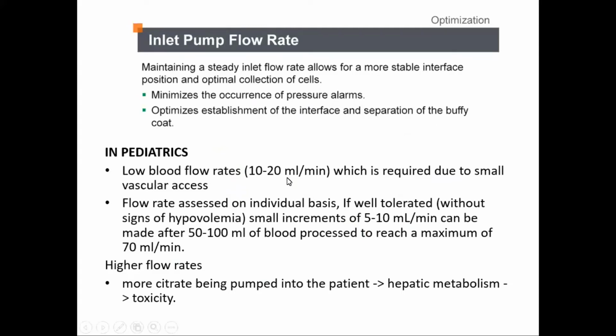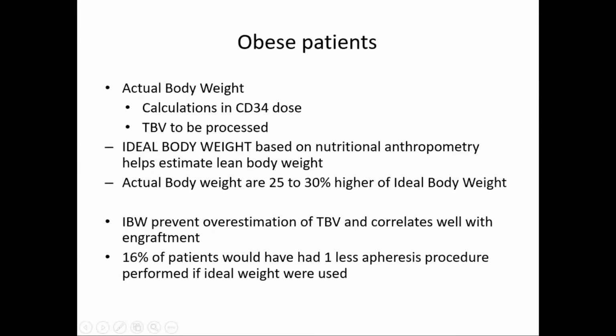In a pediatric setting, we should always prefer low blood flow rates, like 10 to 20 ml per minute, and gradually increase the flow rate by 5 to 10 ml slowly. If you use a high flow rate, there's a high chance that they may end up in citrate toxicity.